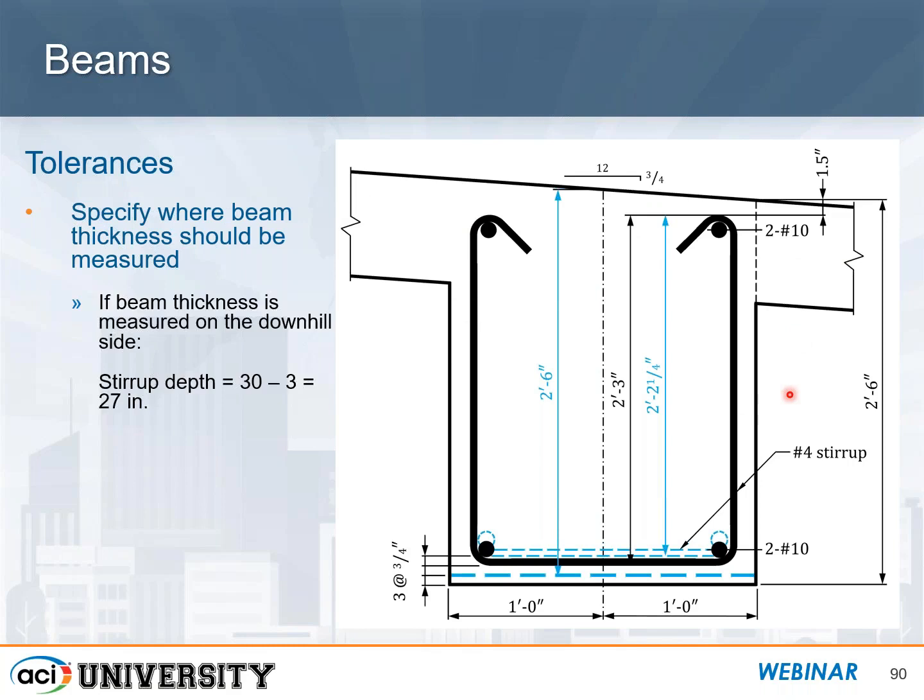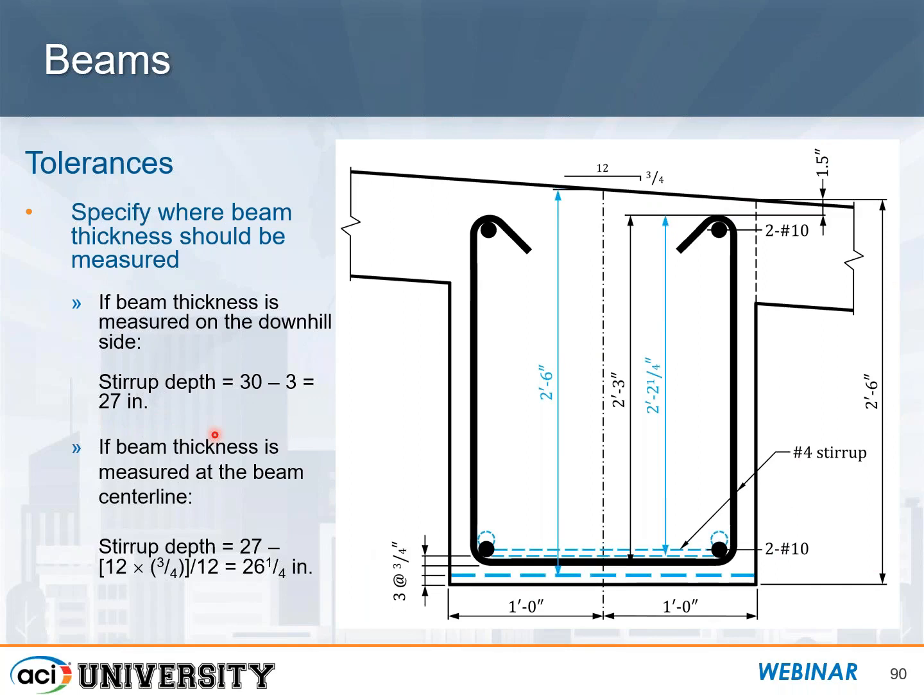Well, if the beam thickness is measured on the downhill side, on this side here, the stirrup depth is going to be the whole depth minus the 1.5 inch and 1.5 inch cover, which is 27 inches. However, if the beam thickness is measured at the beam center line, when you take all the geometry into consideration, the stirrup depth is only going to be 26.25 inches. So that's why it's important on the drawings when you have these sloped slabs to specify where the depth of the beam is being measured from, because you can see there's quite a difference between the, well, not a huge difference, but when it comes to trying to fit things in the field, it could be a big difference.